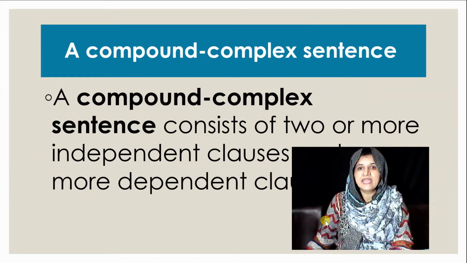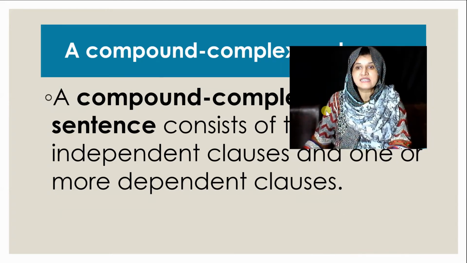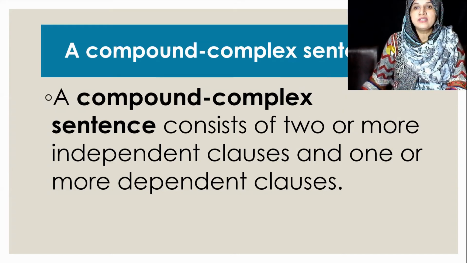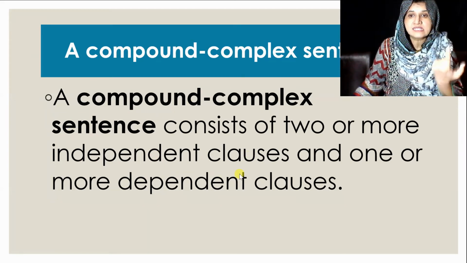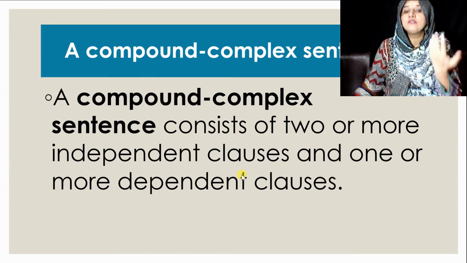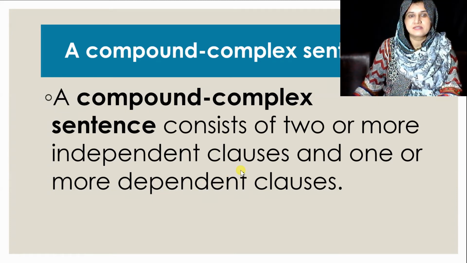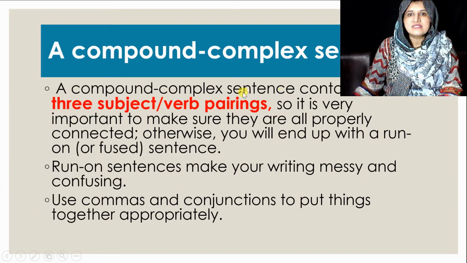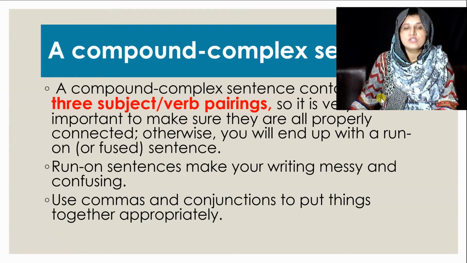It means that a compound complex sentence consists of two or more independent clauses and one or more dependent clauses, right? Understand that a compound complex sentence will have two or more independent clauses and one or more dependent clauses. So this is how we structure the compound complex sentence, right? A compound complex sentence contains three subject-verb pairs. So it's very important to make sure they all are properly connected.